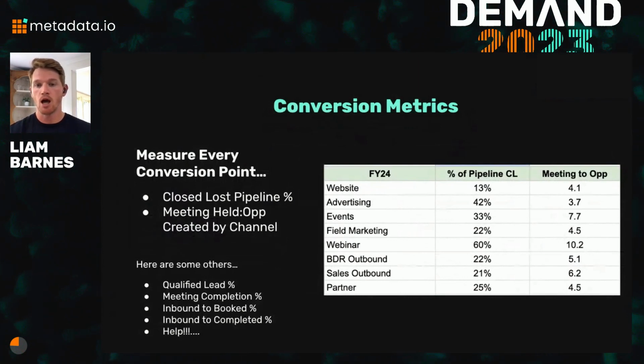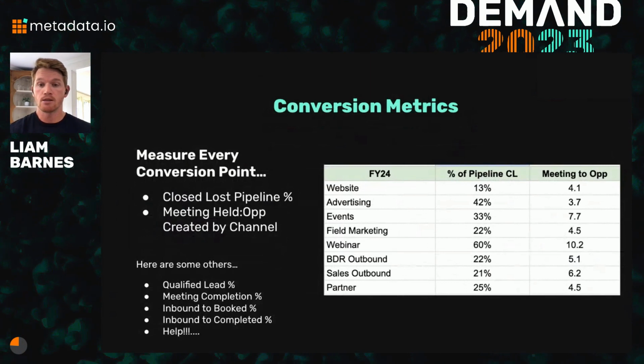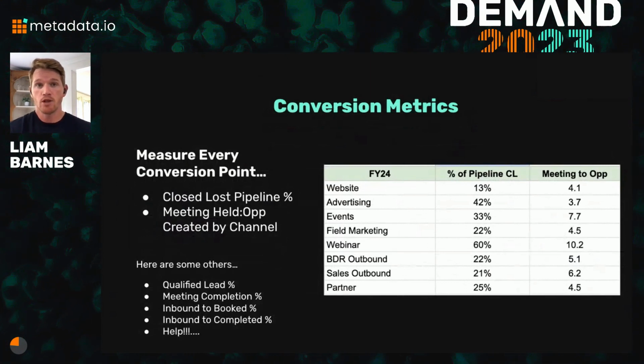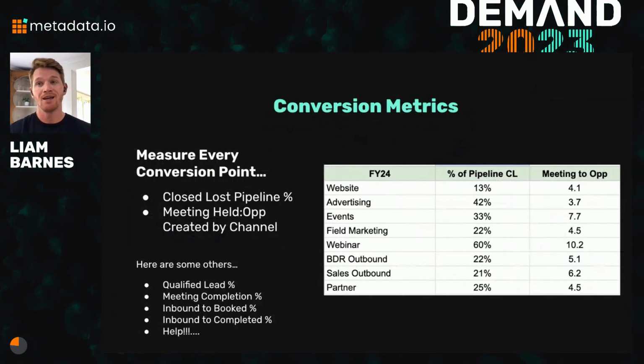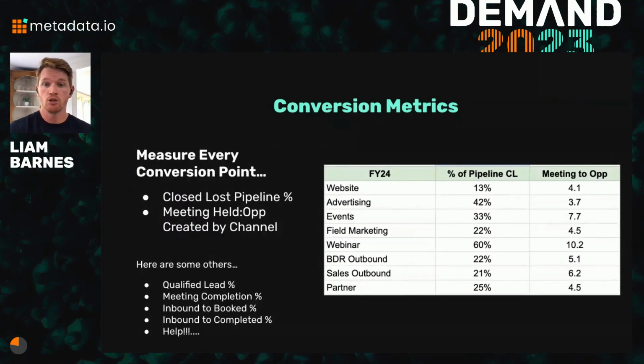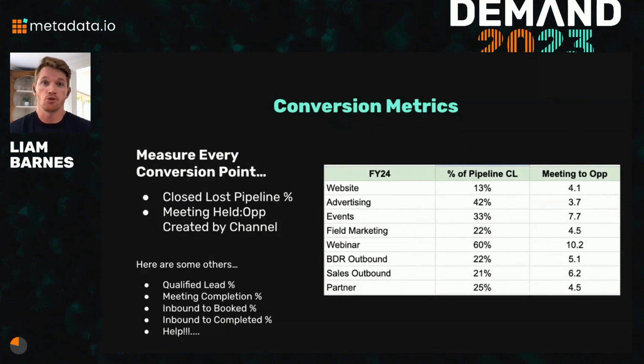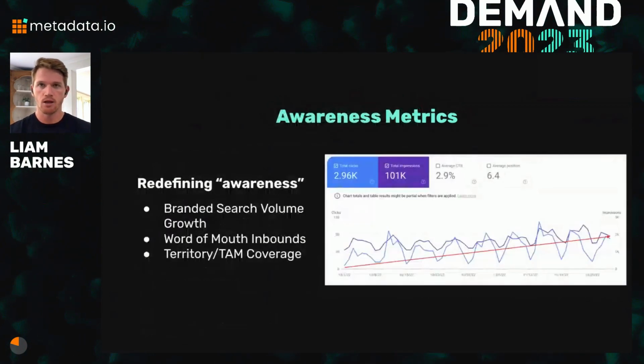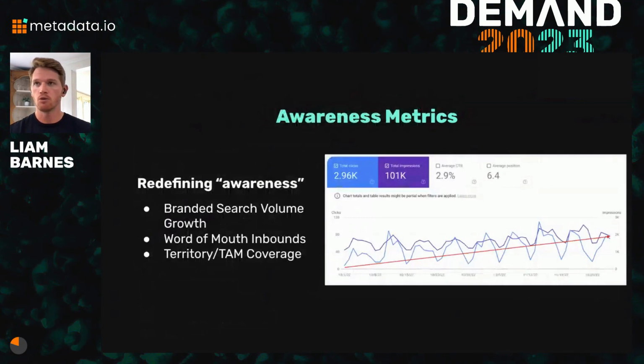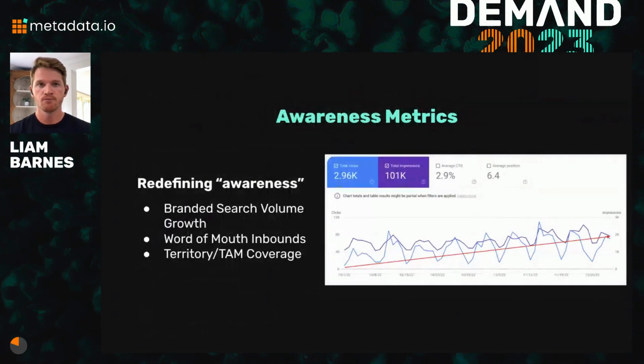The next one is meeting to opp. I really like this metric because it's what I call my time waste metric. It's basically if the number is too high, if you're taking too many meetings in order to get one opportunity, that can show some potential bad targeting or low intent. If the number is low, this could be a potential gold mine and a place where you can try and scale. And so obviously there's a lot more that I want to get into, but there's not a lot of time. So maybe Metadata will help me create a course on this.